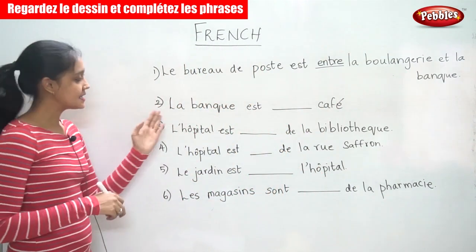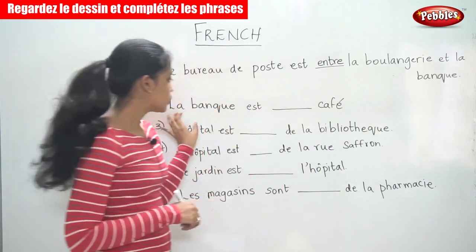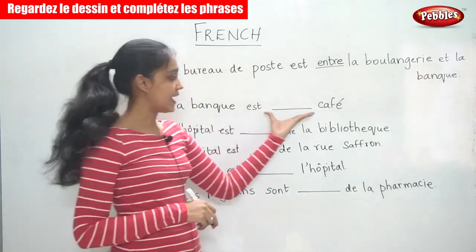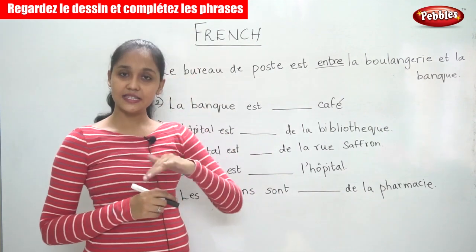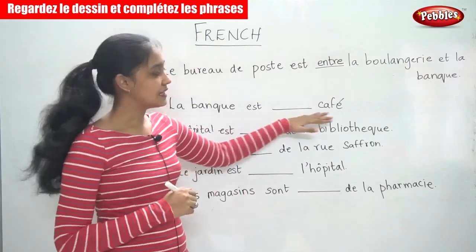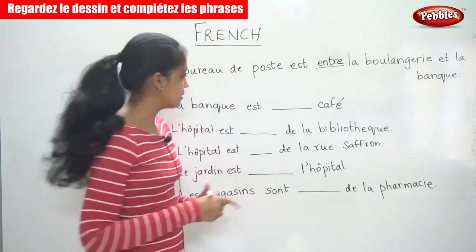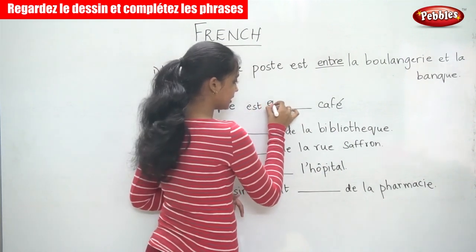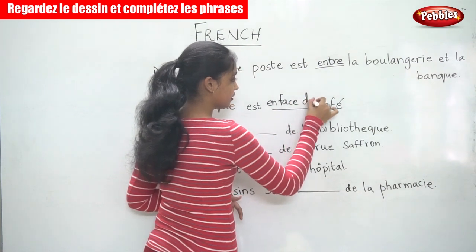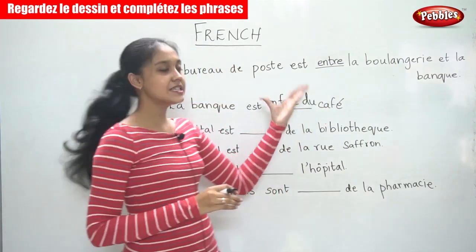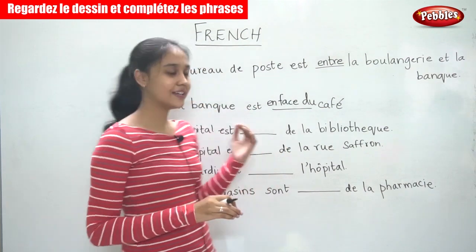Now the next sentence, la banque est dash café. So the bank was dash café. If you remember, the bank was on this side of the road and le café was on the other side of the road. They were facing each other. So the word is en face du. It is facing the café. They are on opposite sides of the road, la rue.